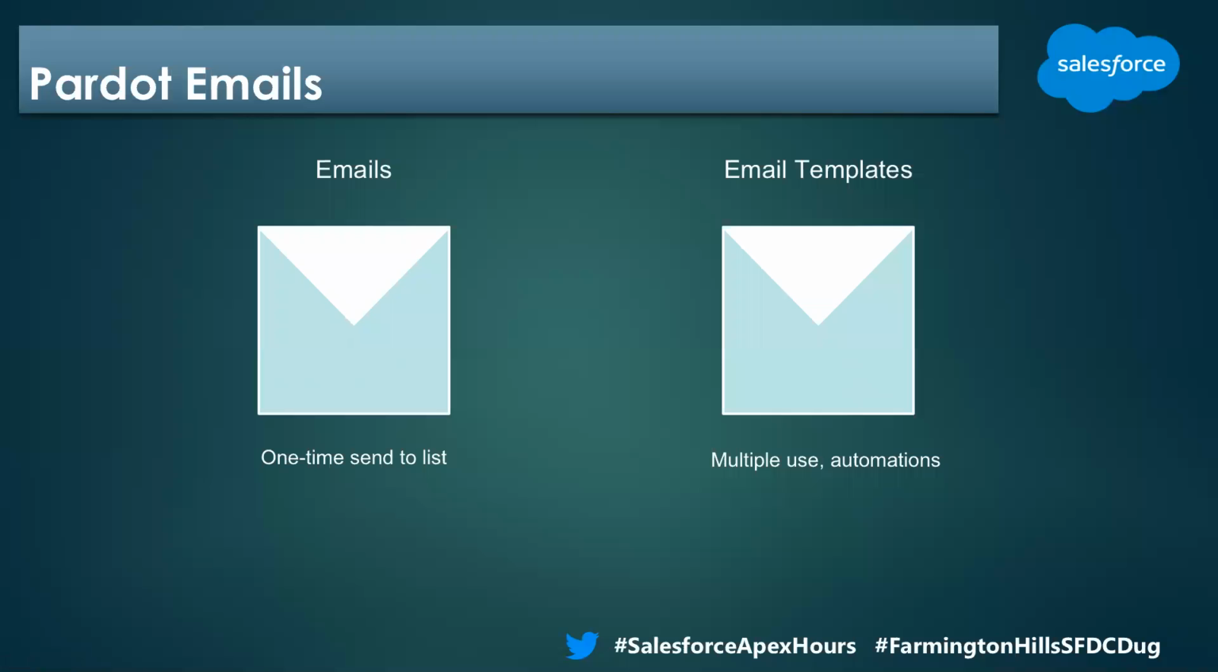In general, if you're building a new email, always build it as an email template, because you can always then copy that and send it to a list as a list email later. But you can't do it the other way around. So always build your email first as an email template.